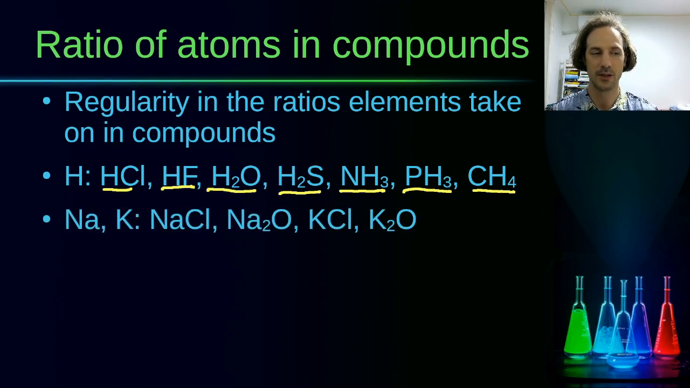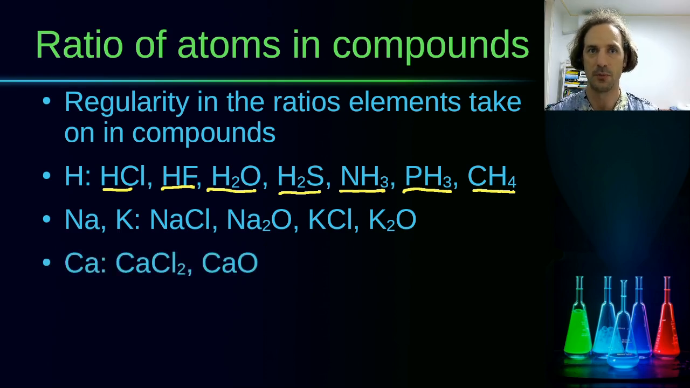If we take a look at sodium and potassium, we find something really similar. Sodium and potassium will both bond to chlorine in a 1-to-1 atomic ratio, and to oxygen they will have two metal atoms to every one oxygen atom in their oxides. If we take a look at calcium, which is another metal, calcium chloride will actually have a 1-to-2 ratio of chlorine. So compared to potassium and sodium, the ratio of chlorine went up by 2. And if we take a look at the oxides, here the ratio of oxygen also went up by 2.